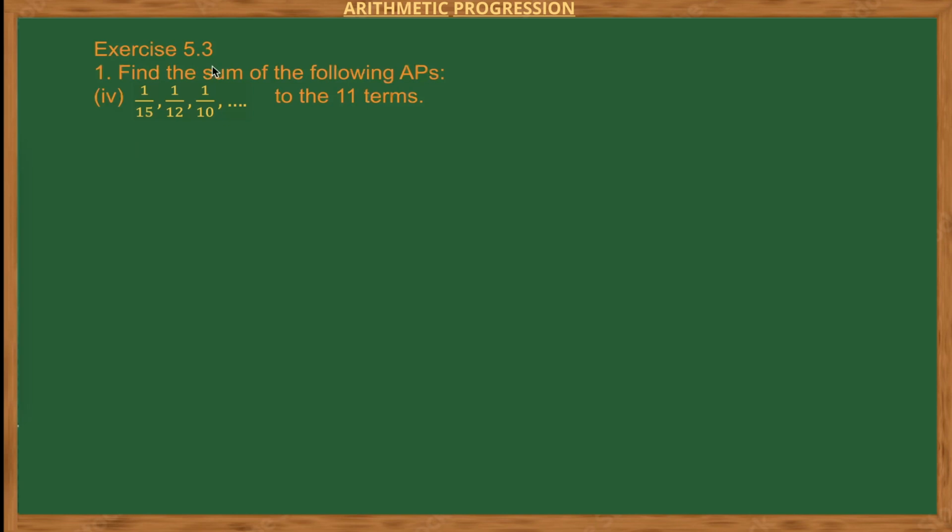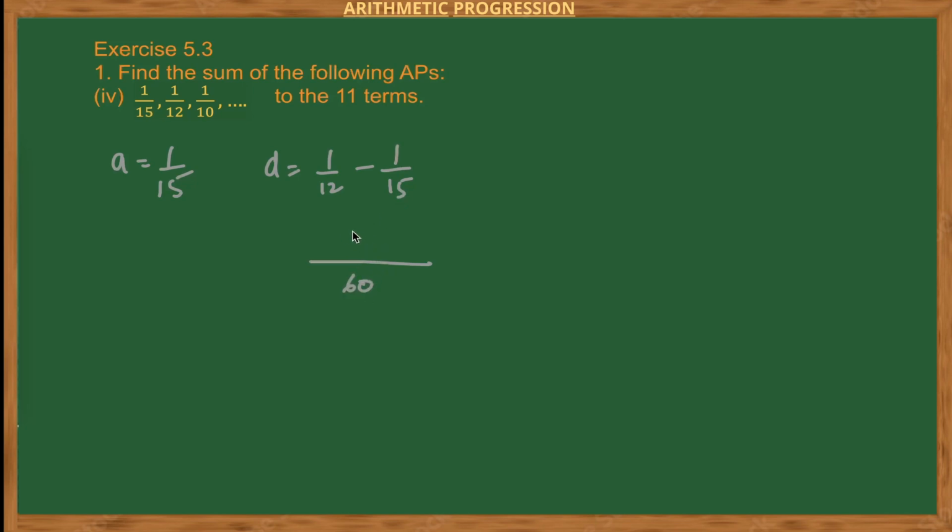Okay, so in this question, find the sum. So this is also okay, but it is in fraction, so let's try to find. a is given as 1 by 15. What is d? d is equal to 1 by 12 minus 1 by 15. Okay, so we need to find the LCM. LCM of 12 and 15 will be 60.